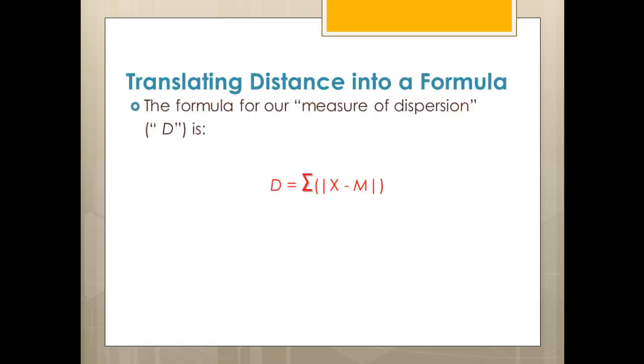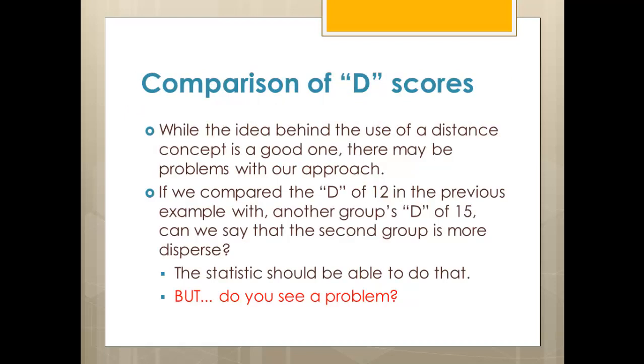What we're looking at here is a formula. We're looking for D as a measure of dispersion. This capital sigma, this funny looking E, is a mathematical command to sum everything together. So you're summing the absolute value of every score minus the mean. If you add up all of the absolute values of the deviation scores, you'll get this dispersion value. The idea behind the D score is simplistic and easy to understand. Higher numbers would indicate more heterogeneity, lower numbers would indicate more homogeneity.